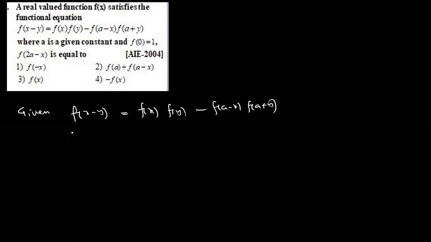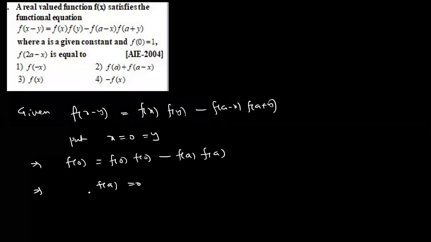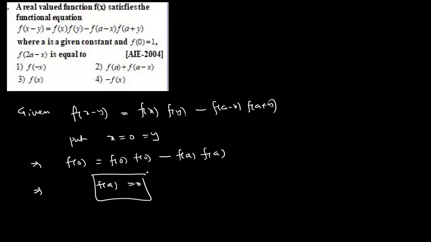F of 0 is given. So what I'm doing here, put x is equal to 0, y is equal to 0. What is the result coming? F of 0, f of 0, f of a, f of a. So f of a is how much coming? 0 is coming from this case. Both are cancelled. F of 0 is how much? 1. 1 minus 1 is 0. So f of a whole square is equal to 0, which means f of a is 0.